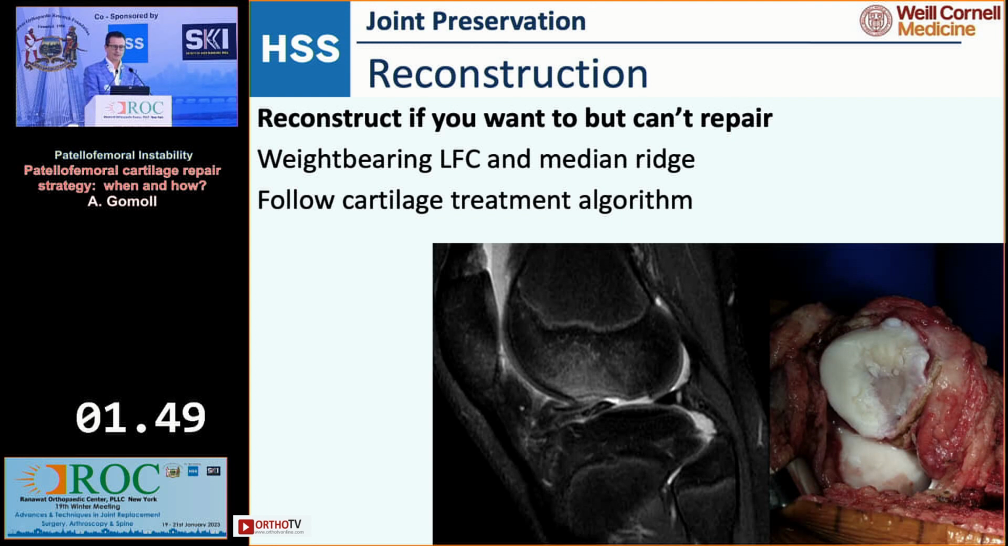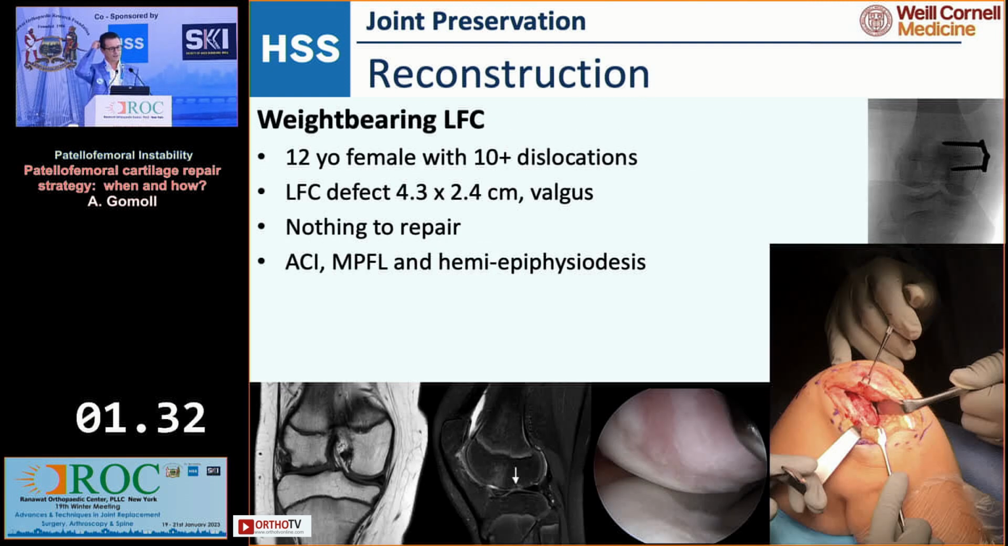This case is someone who has a weight-bearing lateral femoral condyle defect from a dislocation. This is someone who has a little bit more of a chronic recurrent instability pattern, but it's a large defect and it affects the median ridge, which for me is the signal that this might need cartilage work. So this is an example of a 12-year-old. She had 10 plus dislocations. Back to Sabrina's point, we shouldn't really allow anyone, especially not kids, to have 10 plus dislocations.